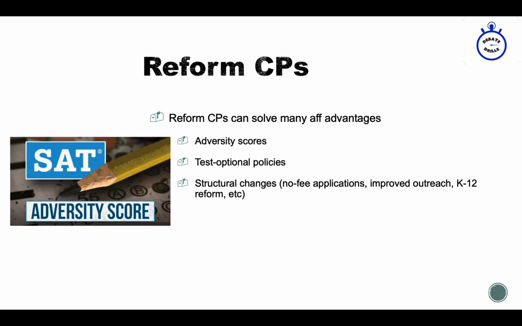Reform counterplans are able to solve many AF advantages. You can talk about defending the efficacy of things like adversity scores, which allow for adjustments. This is something the ACT recently implemented in order to minimize things like bias. It allows for the interaction of things like where someone is from and the access they had to education, and uses that to create a score that demonstrates the adversity someone had to overcome in the test.